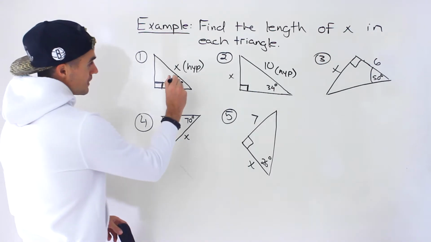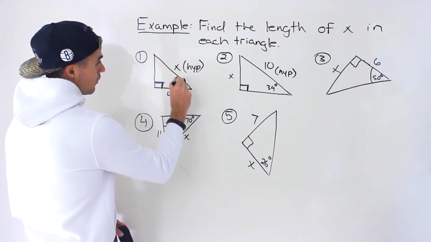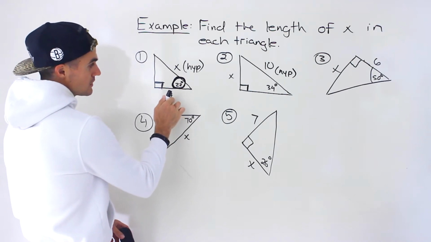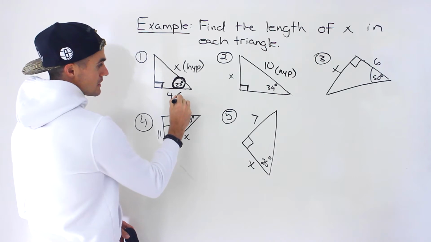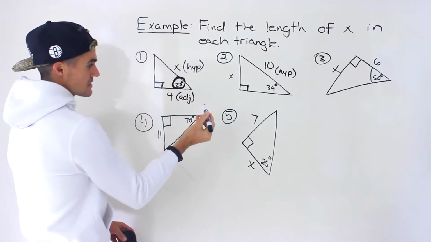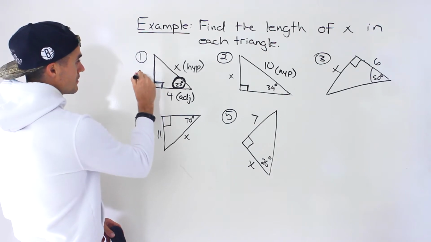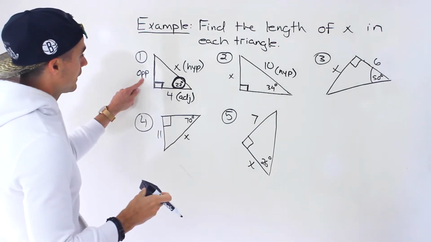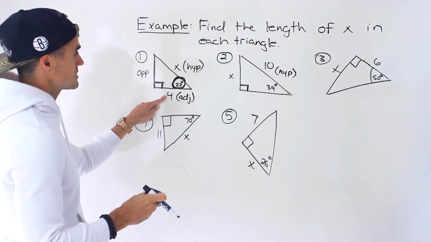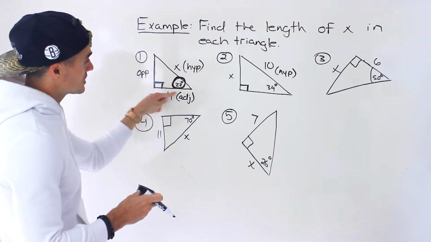So if we're referencing this angle here of 22 degrees, the side that's attached to it that's not the hypotenuse is always going to be the adjacent side. That means this side here is the opposite side. But for the opposite side, we're not given the length. We're given the length of the adjacent side, and we're solving for the hypotenuse if we're using this angle here.